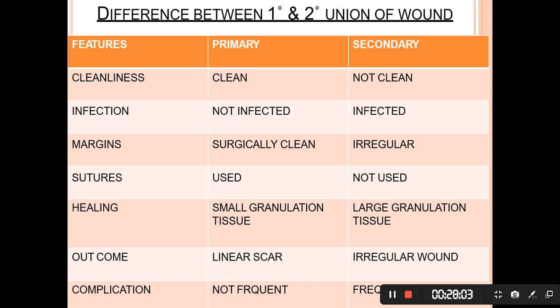What are the differences? Primary healing is generally clean, secondary is not clean. There is no infection in the primary, in the secondary it is infected. Margins in primary are surgically clean, in secondary they are irregular. Here sutures are used, in secondary sutures are not used. There is a small granulation tissue in primary, there is a large granulation tissue in secondary. Here there is a very linear, very tiny scar, hardly visible. Here it is an irregular wound-like surface. Complications are not very frequent with the primary, whereas in secondary healing, complications are very frequent.